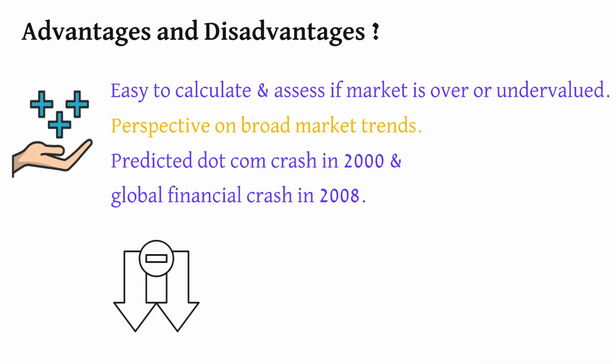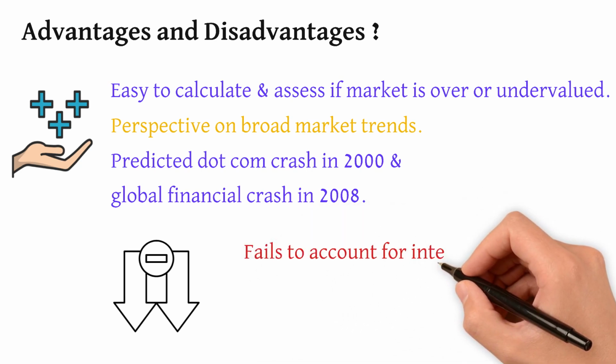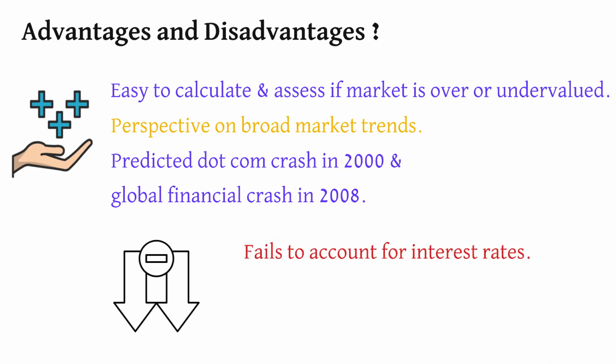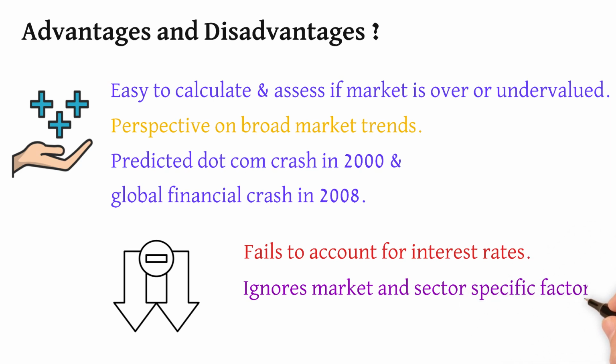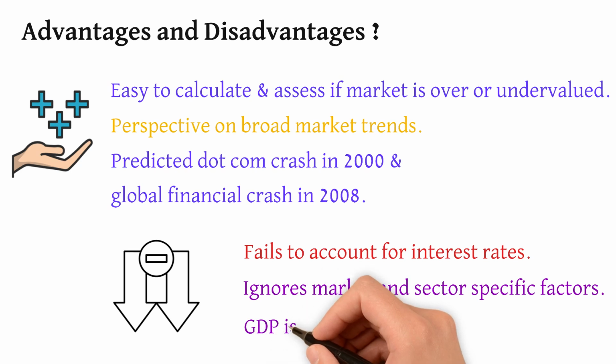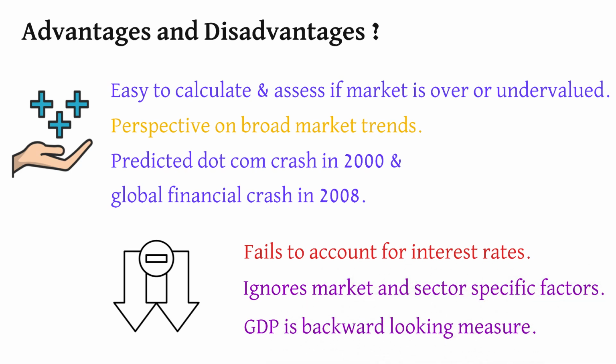On the flip side, the Buffett Indicator fails to account for interest rates, which can greatly influence valuations. High or low interest rates can distort the market cap to GDP, making the indicator less reliable under certain economic conditions. It also ignores market and sector-specific factors such as technology booms or change in financial sector composition, which can bias readings if certain sectors dominate the market cap. The GDP is in itself a backward-looking measure and may not reflect future economic performance or market conditions.